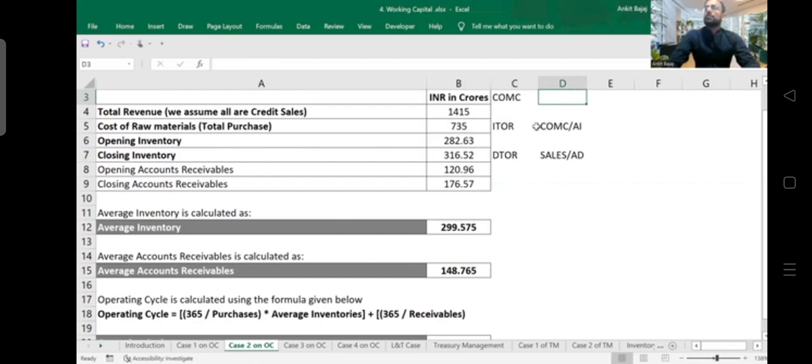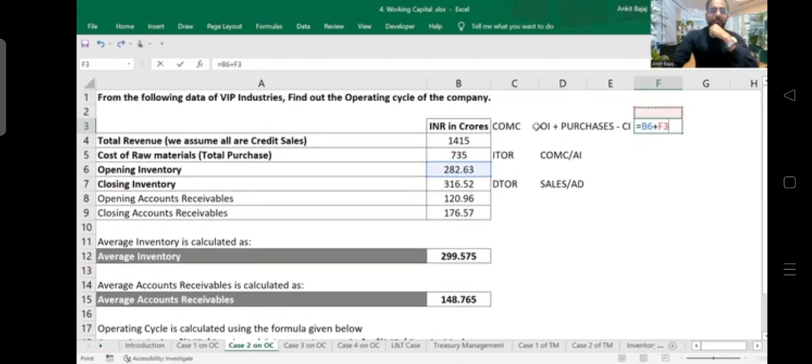Now, what is the formula for calculation of cost of material consumed? You know what the formula is? Opening inventory plus purchases minus closing inventory. This is the formula to calculate cost of material consumed. In the previous question, average inventory was given, that is the reason we did not apply it. But here, opening inventory and closing inventory are given, so we can calculate the cost of material consumed. It is going to be opening inventory plus cost of raw material minus closing inventory. This formula we have to apply.